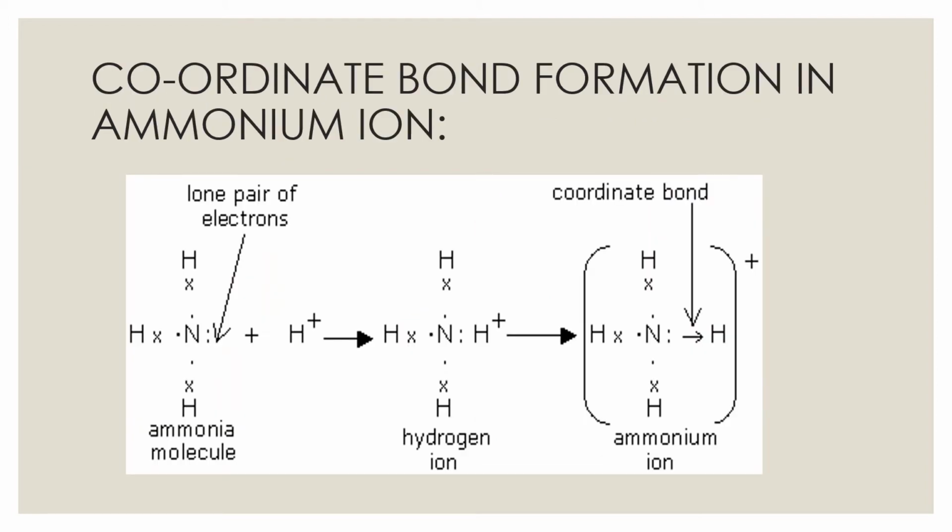So let us see the coordinate bond formation in ammonium ion. First we have to understand the coordinate bond formation. You can see the lone pair of electrons in the ammonia molecule. Here these are the lone pair of electrons. This combines with H plus ions, that is hydrogen ions, in turn forming the ammonium complex. Here you can see this arrow. This is the coordinate bond formed.